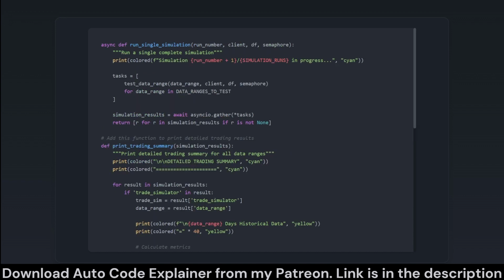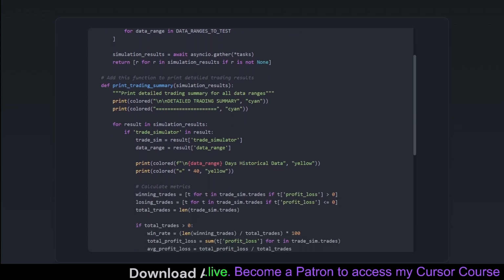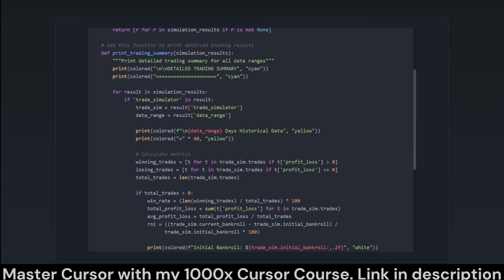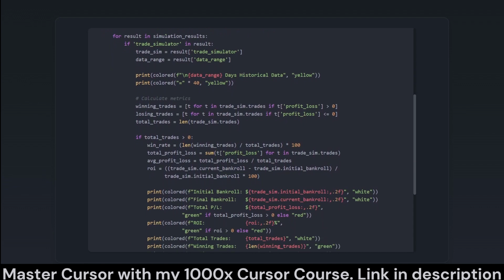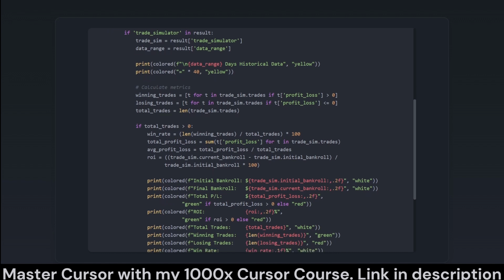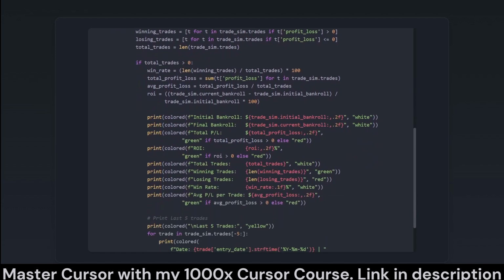Now that we've seen parts of the simulation process, the run single simulation function brings it all together. Picture it as pressing launch on the simulation rocket. It coordinates the execution of the entire test routine for a given run. For each data range that needs testing, tasks are assembled to analyze predictions concurrently using asyncio.gather. This multitasking capacity is essential given the lemonade stand-like concurrency limit on API usage we set up earlier.